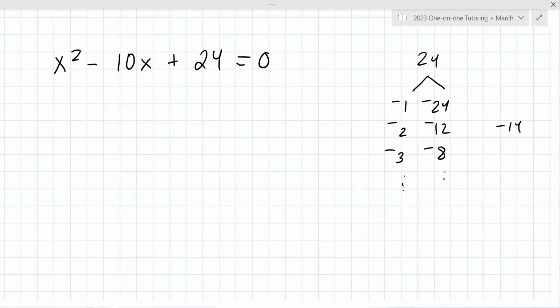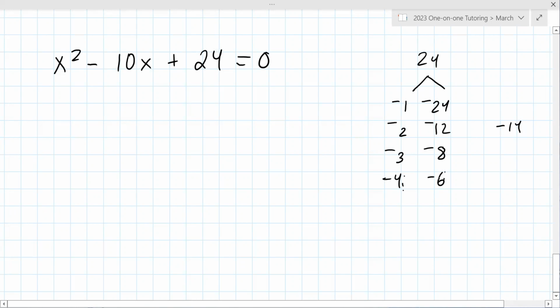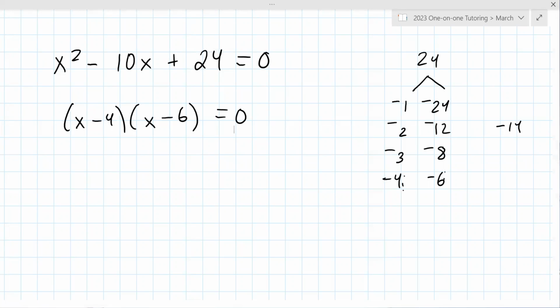So then it would, I'm not sure. How about negative 4 times negative 6? Does that add to negative 10? Yeah, that would work. Okay, so there's your answer. x minus 4, x minus 6. Then x equals 4 and x equals 6.